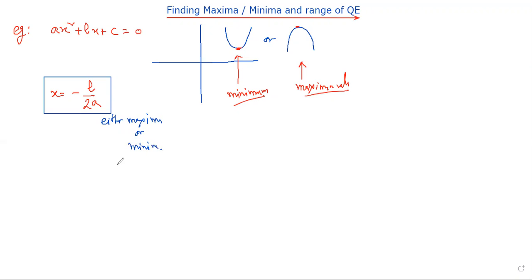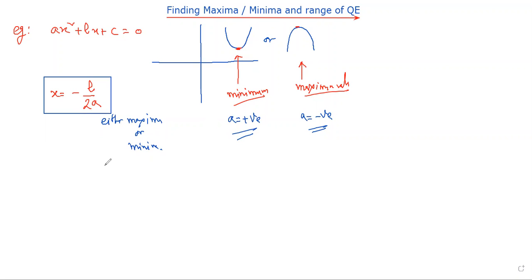If the coefficient of x square is positive, that is, whenever a is positive, I will find the upward kind of curve. If a is negative, I will find the downward kind of curve. But for both cases, maxima or minima, it is attained at x equal to that value. So finding the value of x at which the maxima or minima is attained can be done in this way.